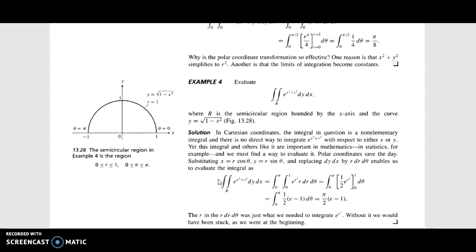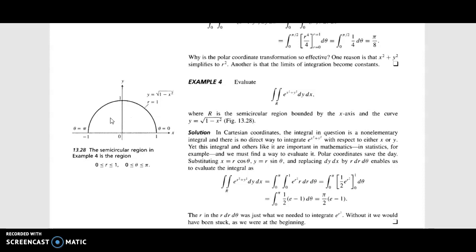Okay, in order to do this, I'm converting: x is equal to r cos theta, y equal to r sin theta, and replace dy dx by r dr d theta. So this is equal to e raised to r square, and dy dx is converted into r dr d theta. Then how will you convert this? How will you find out the limits?